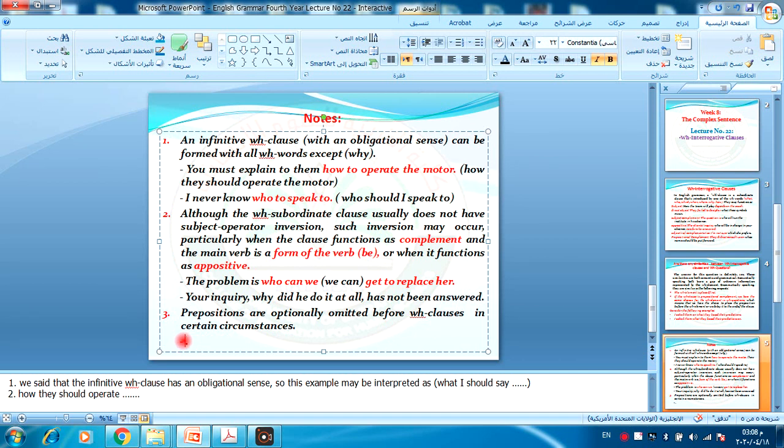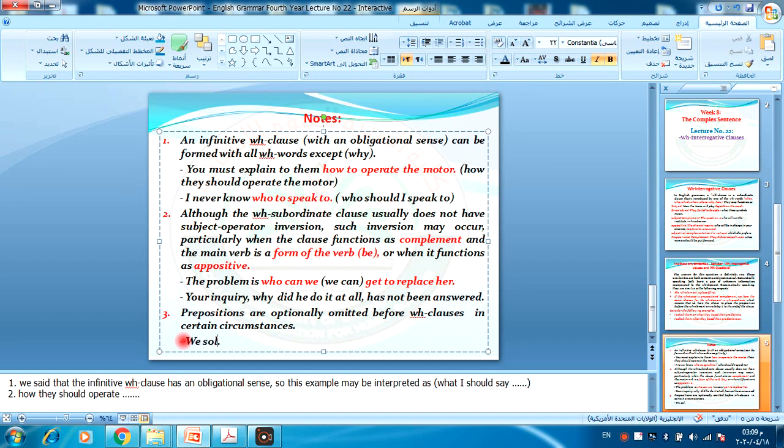Note number 3, prepositions are optionally omitted before WH clauses in certain circumstances. So in certain circumstances, we can delete the prepositions, or we can keep them, of course, before the WH interrogative clauses.